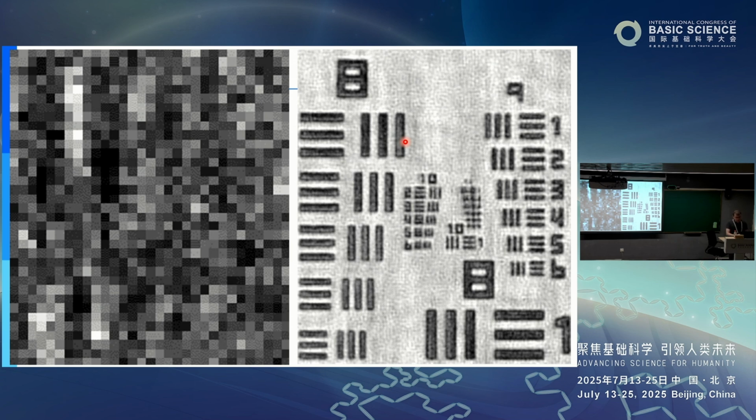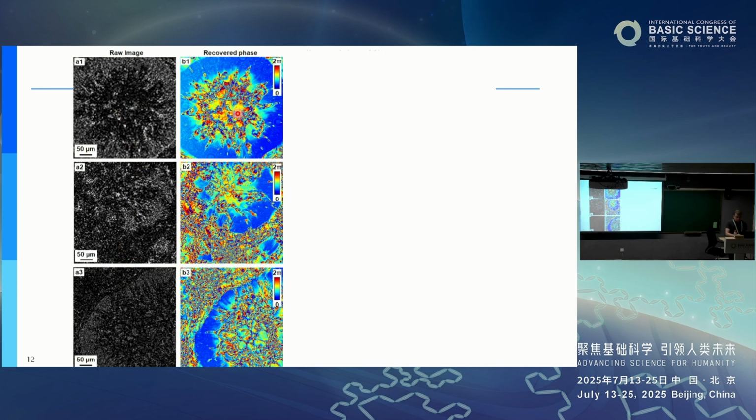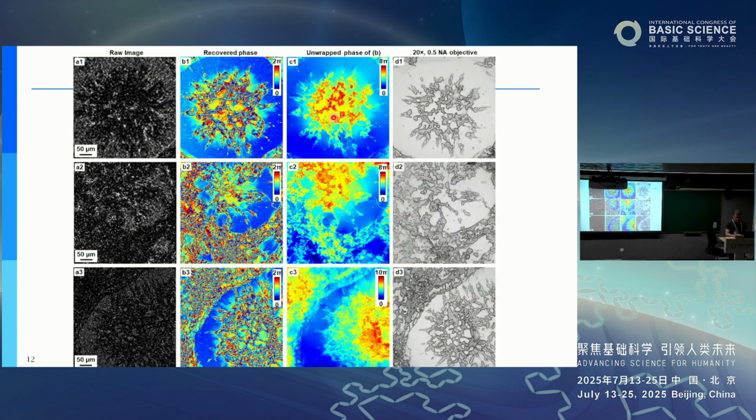So this is just another example. This is a biological sample. This is the diffraction pattern we capture. And this is the recovered phase information of the object. The phase information is related to the thickness of the object, like the height of the object. This is the unwrapped phase, and this is the conventional optical microscope. You can compare the lensless approach with the lens-based approach, and you can see that we get a better contrast. We can also potentially get a higher resolution.